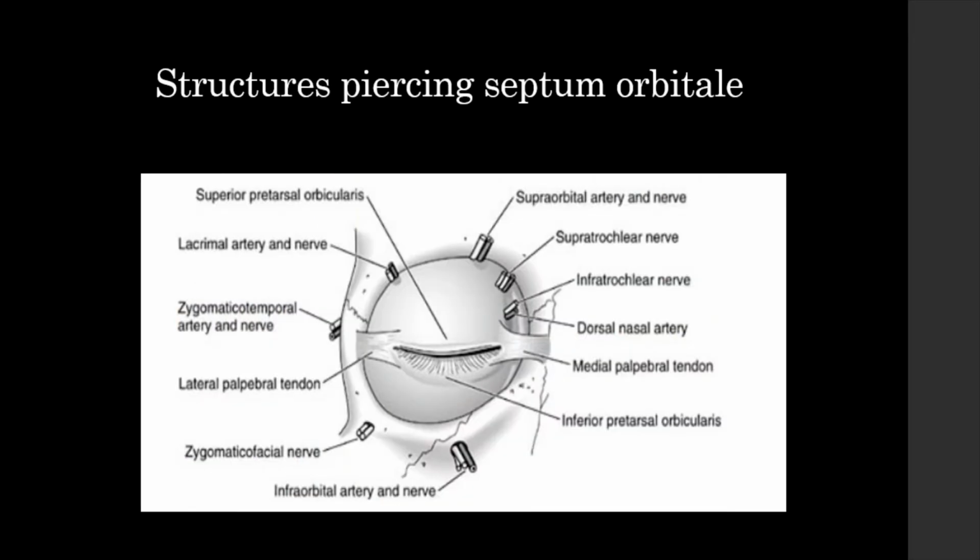Structures piercing the orbital septum include lacrimal vessels and nerves, then supraorbital vessels and nerves, supratrochlear artery, infratrochlear nerve. Then there is the anastomosing vein between the angular and ophthalmic veins, superior and inferior palpebral arteries, and the aponeurosis of the LPS muscle, and also the expansion of the inferior rectus.